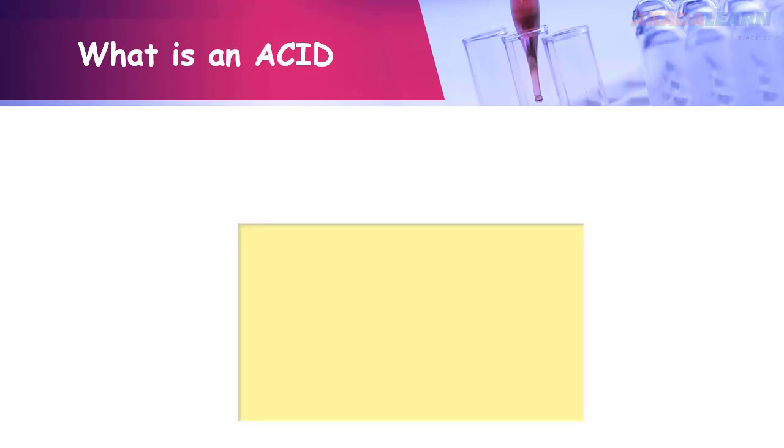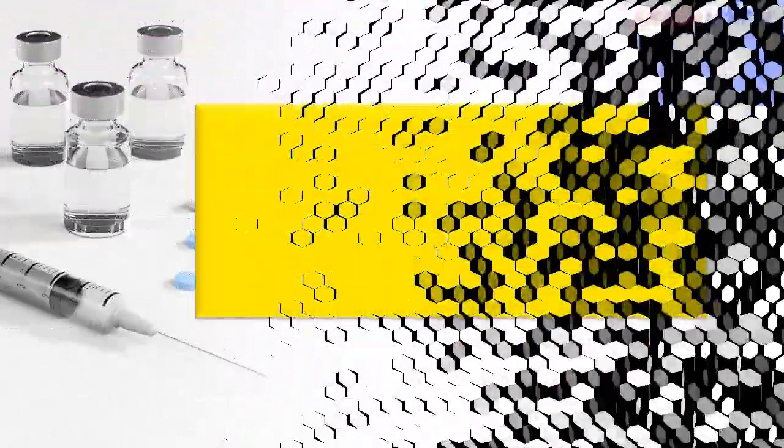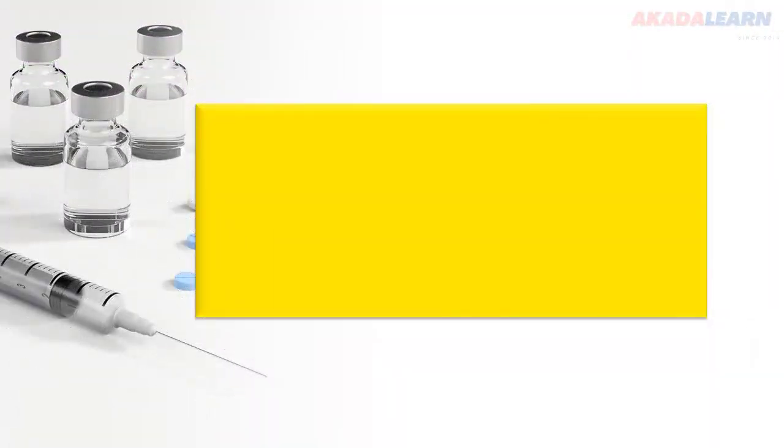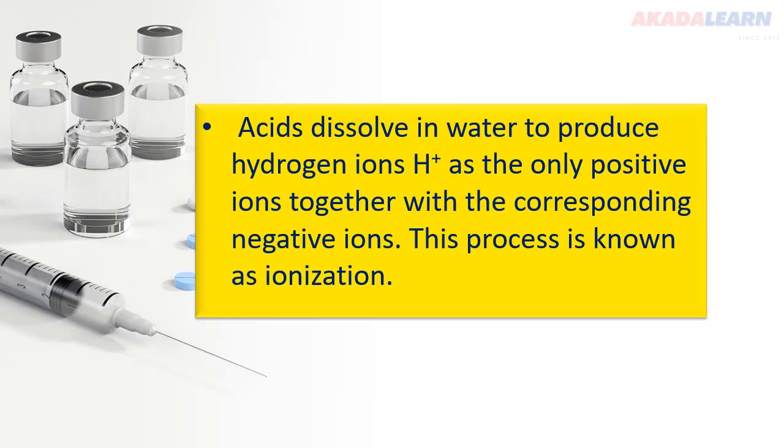So going forward, what is an acid? An acid is a substance which produces hydrogen ions or protons as the only positive ions when dissolved in water. Acids dissolve in water to produce hydrogen ions as the only positive ions together with the corresponding negative ions. This process is known as ionization.